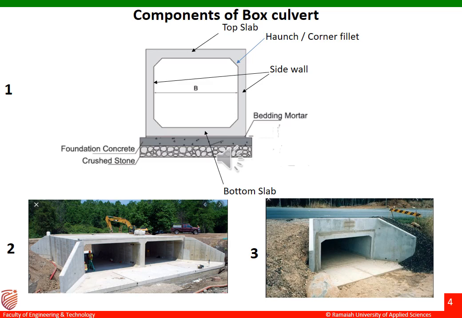And then you can see that the corners of the box culvert, or the fillets, have been provided, so that we'll call it as haunch. So now we'll look into the functions of each component separately.